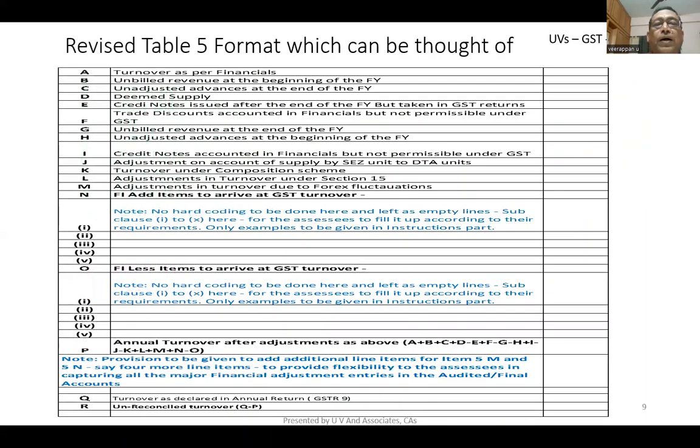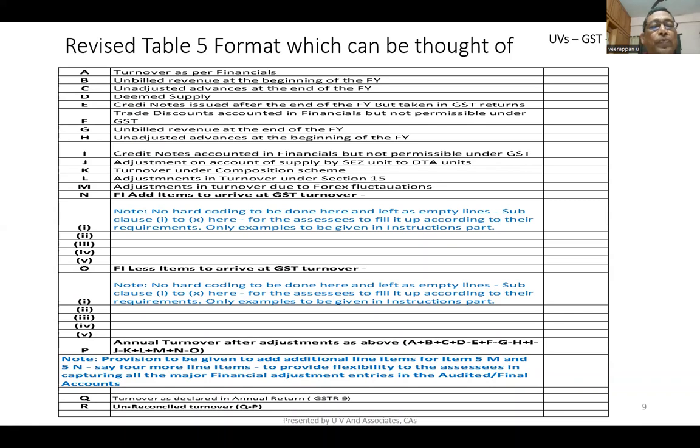So let us think how this format can be revised, as we just now discussed. We can split this item 5O into two. Say 5N, we say FI add items. Whatever we discussed just now, we can give blank subsections, subclauses 1, 2, 3, 4, and help them fill up there. And whatever deduct items are there, we can say FI less items, and we can give some subclauses 1 to 4.